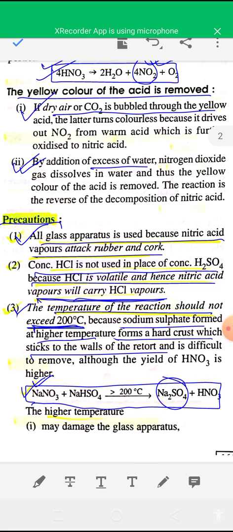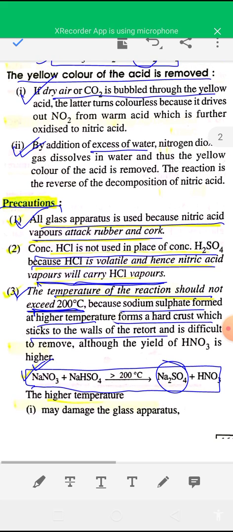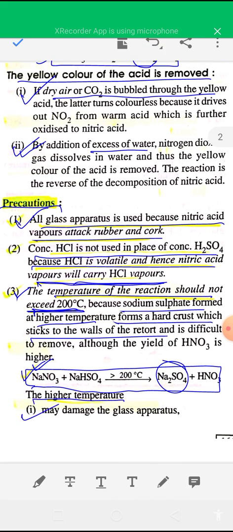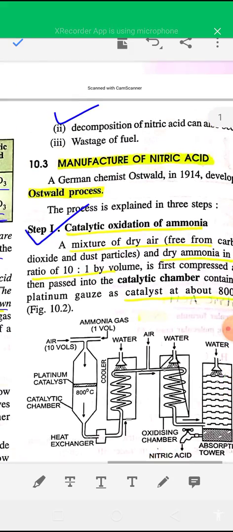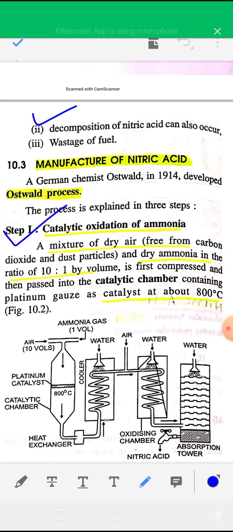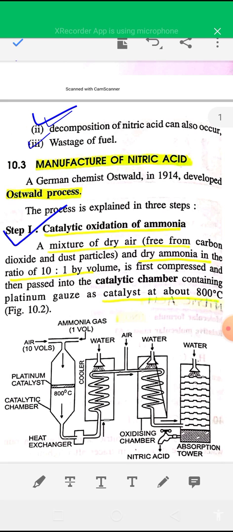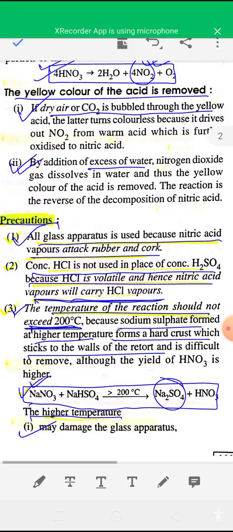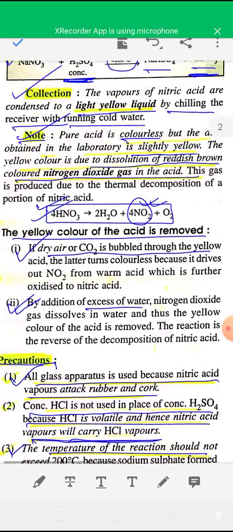So below 200 degrees Celsius you have to heat. A higher temperature may damage the glass apparatus, and decomposition of nitric acid can also occur. And at a higher temperature above 200 degrees there is wastage of fuel. So you have to take these precautions in the laboratory preparation of nitric acid.